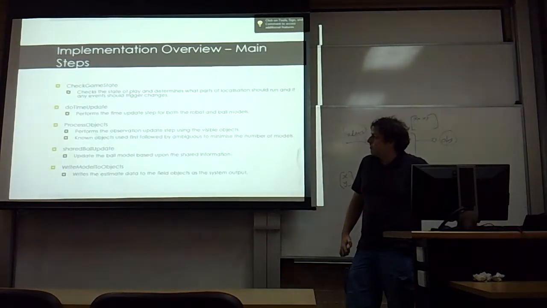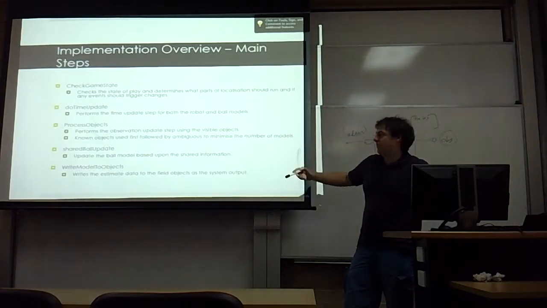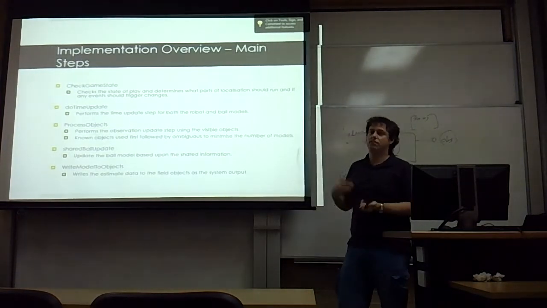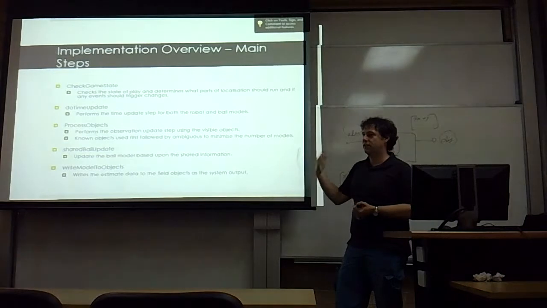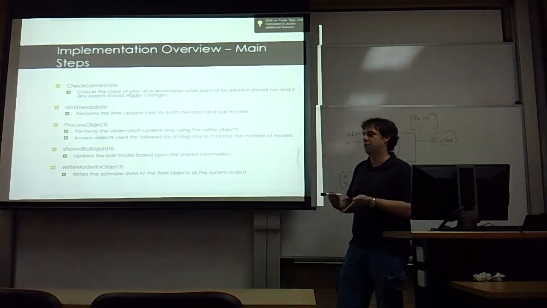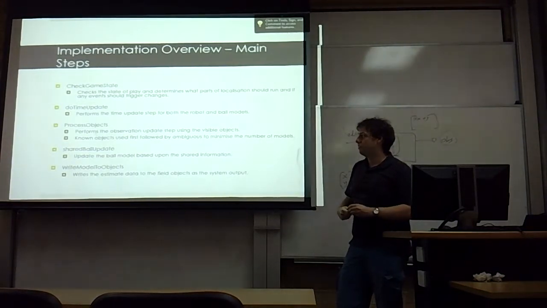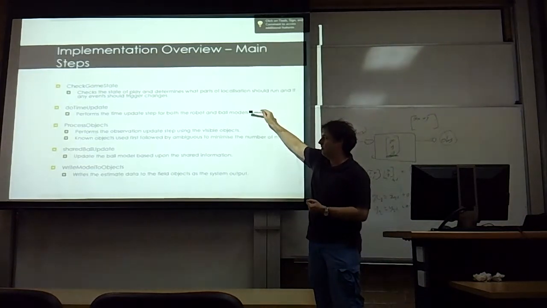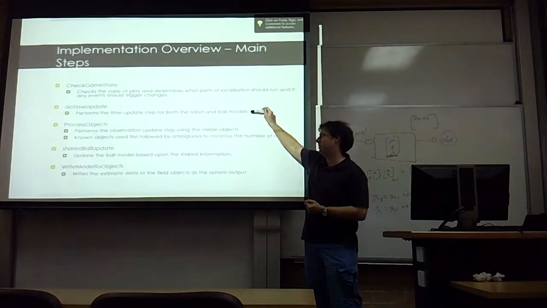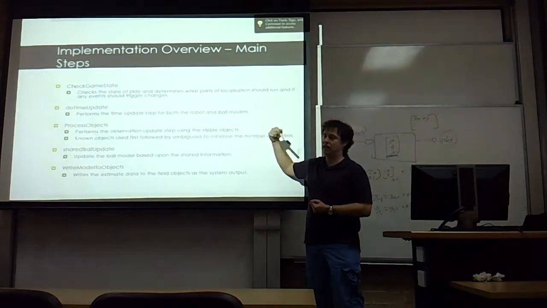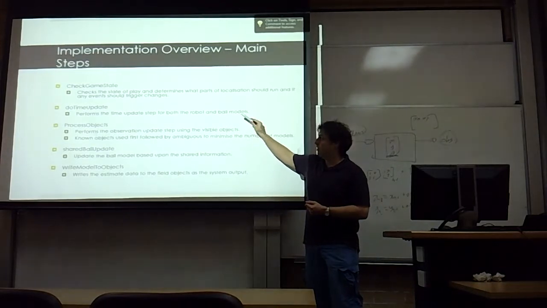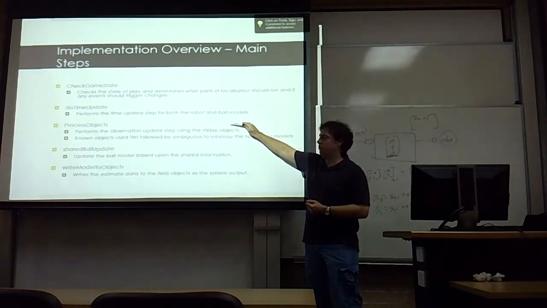So these are the main steps of the localization system. The first one is it checks the game state. This looks for those triggers I was talking about, like if the robot's fallen over, if it's the start of the game and it needs to reset the system, or if the ball's gone out. The next one, it does the time update. This uses the odometry and the previous state.